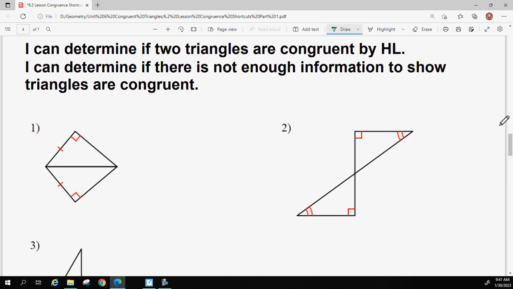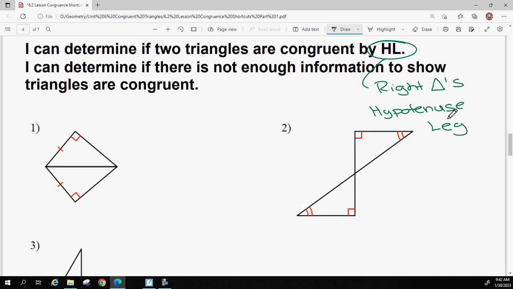And so the last shortcut we're going to talk about today is this HL. This is special just for right triangles. So we need to know that they're right triangles. And that H stands for hypotenuse. And that L stands for leg. So the hypotenuse is always the side across from the 90-degree angle.